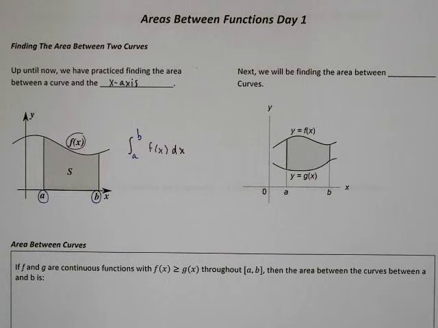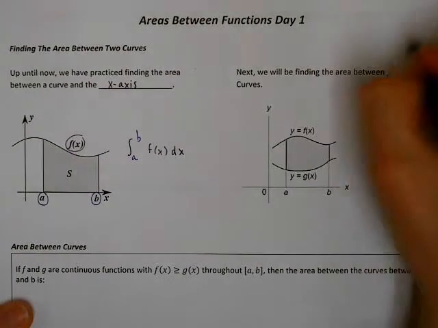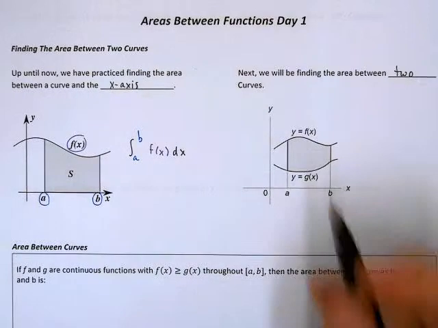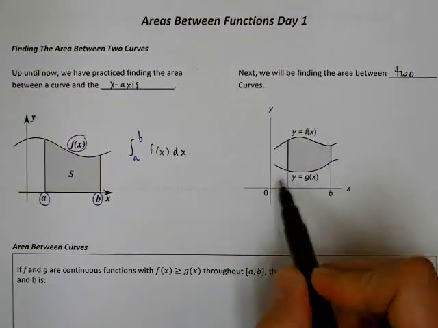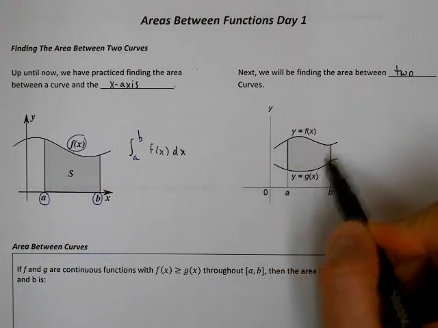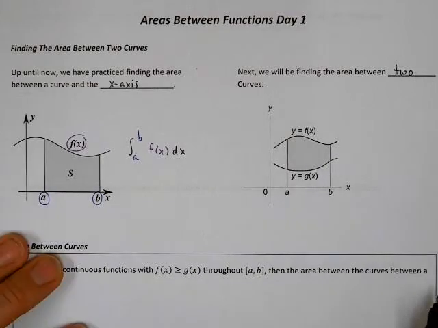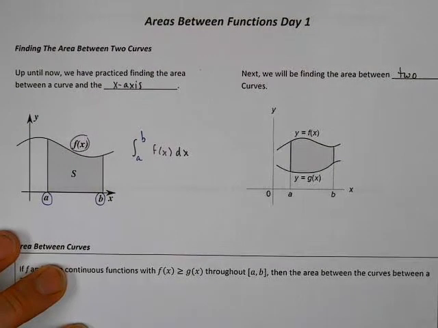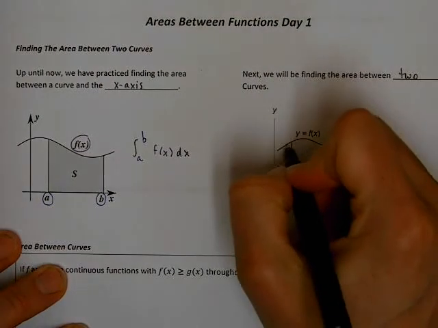What we're working on next is finding the area between two curves. So something like this. Now I have a function y equals f of x and y equals g of x, and I want to find that area trapped in between. And here's really the big idea. We're going to use what we already know how to do. So I'm going to do f of x in blue.